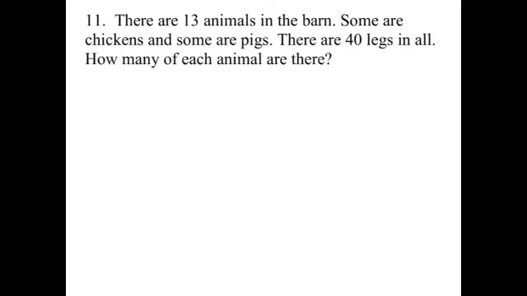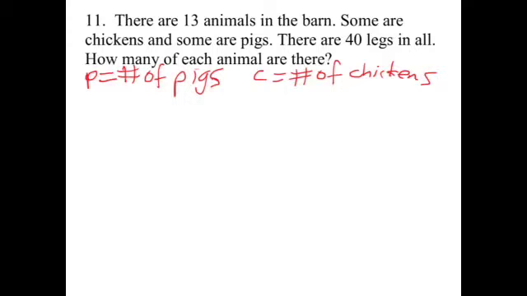And let's do 11 here. Read through this, figure out what variables you're going to use. Alright, so these are two variables I'm going to use. I'm going to use this P to represent the number of pigs, and C to represent the number of chickens. And look for the statements that give you some sort of totals, and that's these two. First one saying that there are 13 animals in the barn, so the number of pigs plus the number of chickens is going to equal 13. Just P plus C equals 13.